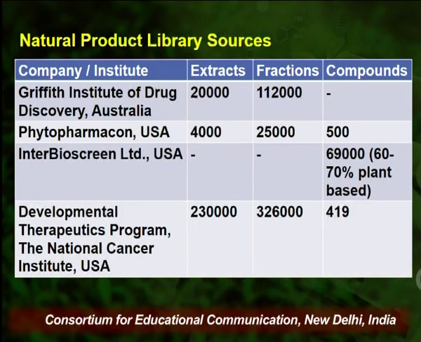Griffith Institute has a 1,12,000 fraction library. Phytopharmacon in USA has around 25,000 fractions. Then the Developmental Therapeutics Program, that is the National Cancer Institute USA, has a 3,26,000 fraction library. And if we compare to the number of pure compound libraries, for Phytopharmacon it's only 500, then 69,000 for InterBioscreen because they are not dealing with extraction and fractions, and merely 419 pure compounds for the National Cancer Institute USA. So that's why more and more focus is now on developing pre-fractioned libraries, where fractions are obtained from nothing but crude extracts.